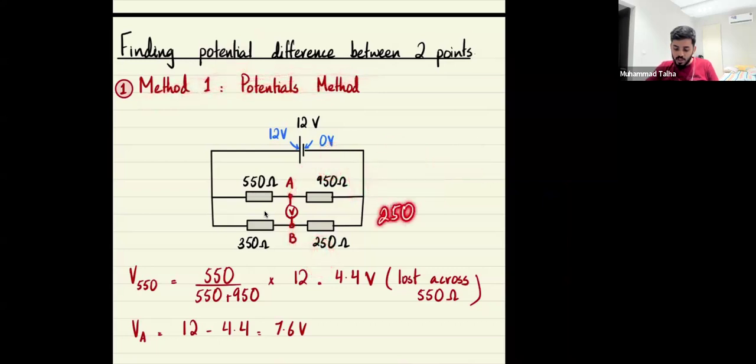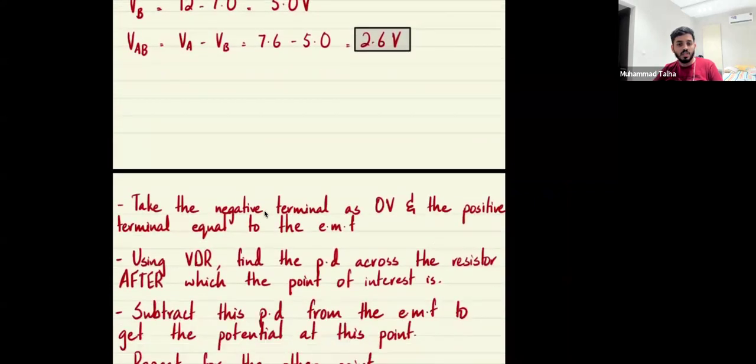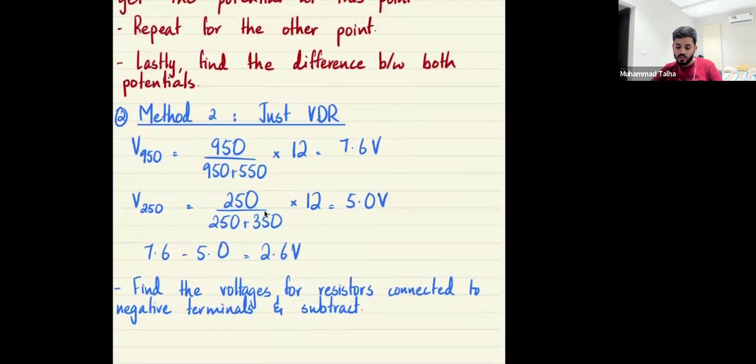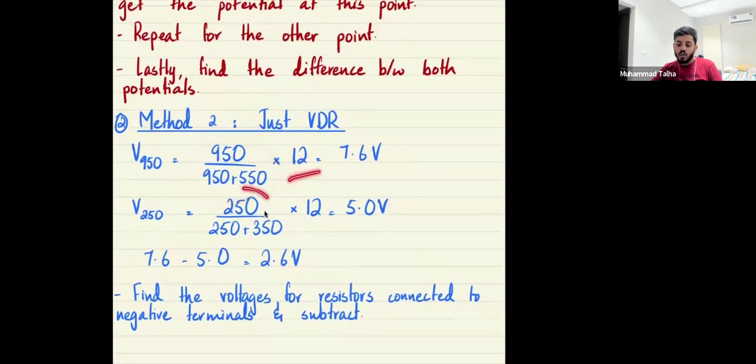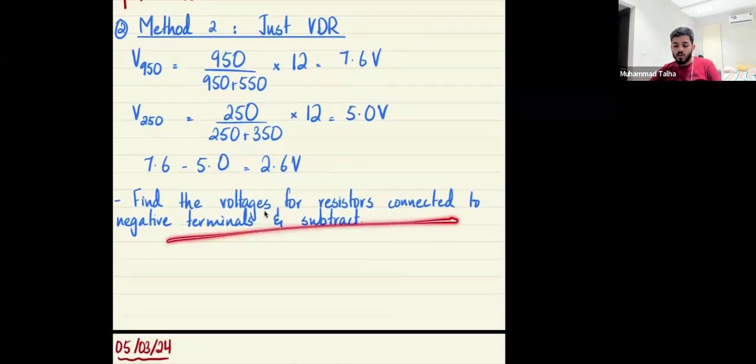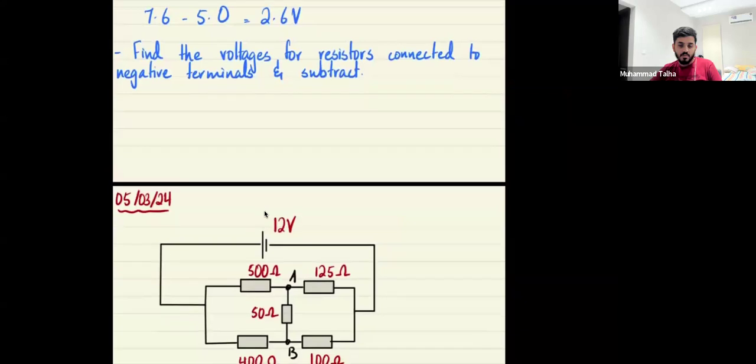250 over 250 plus 350 times 12. And those two answers I just subtract. So that's what I've done here in method 2. Right? I do 950 over 950 plus 550 times the EMF, 250 over 250 plus 350 times the EMF, and then I just subtract. So I basically use voltage division here. So this is what you need to remember. For the resistors connected to the negative terminals, you just find their voltages using voltage division, and you subtract.